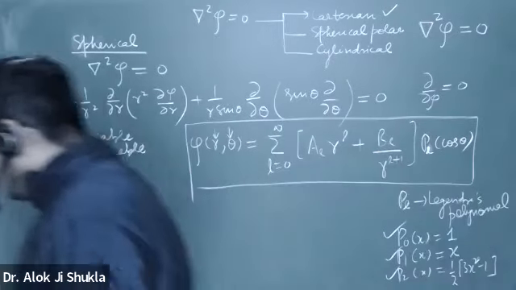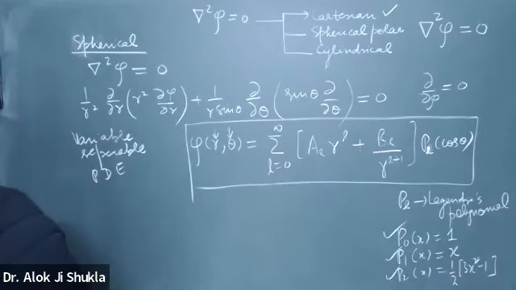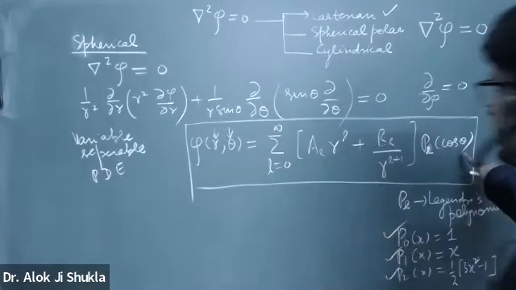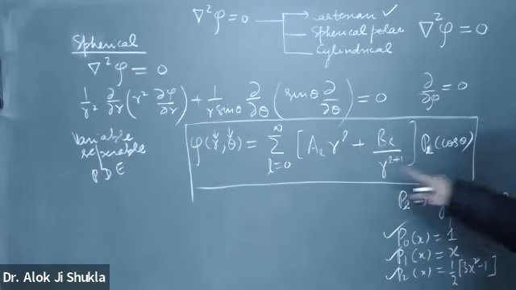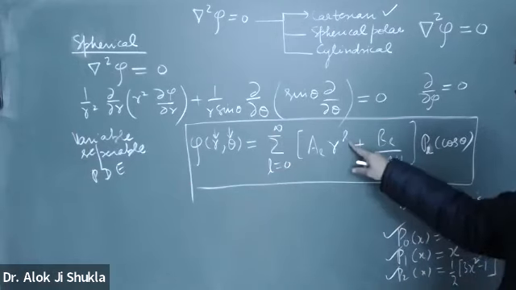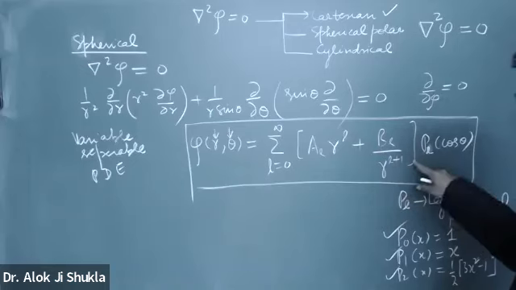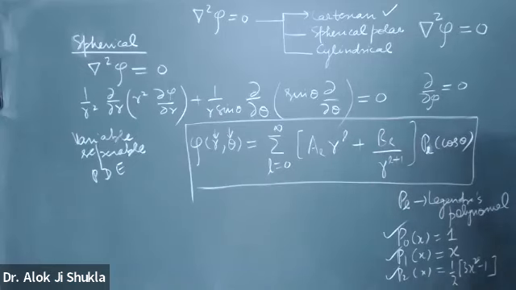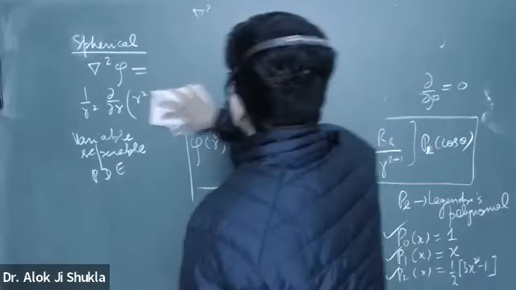Now let us see how the questions are asked on this. Let us do the first question. Has everyone memorized this? It is symmetrical. L runs from 0 to infinity, AL r to the power L plus BL upon r to the power L plus 1, here PL cos theta. Is that okay? Yes, sir. So let us solve questions on this.